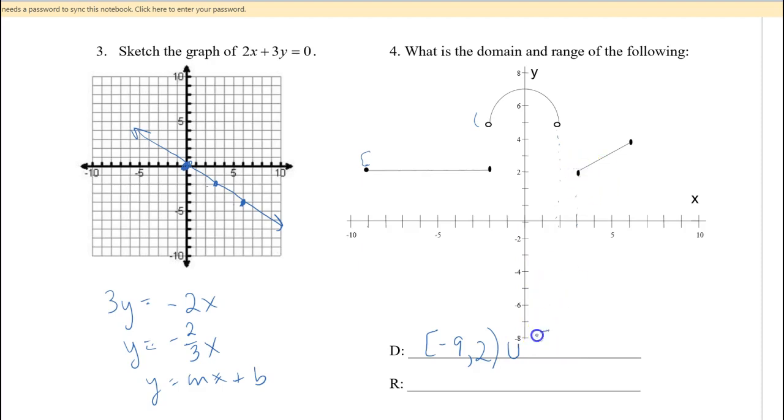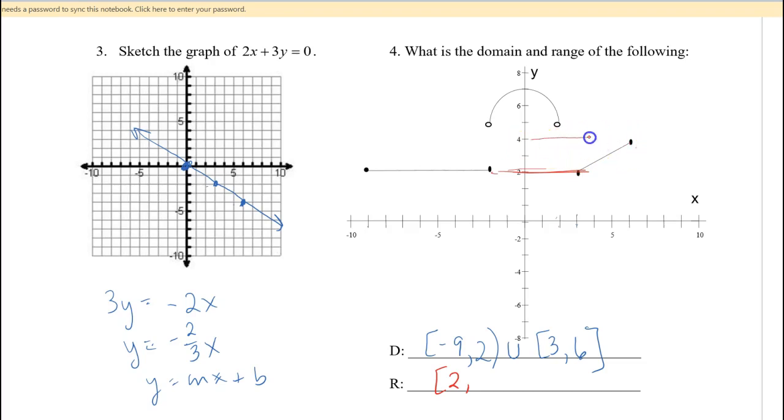Now I'll pick up my next interval at 3 because that's where that hits the x-axis, and then it stops at maybe 6. Another bracket. Why a bracket? Because of the closed ends. Okay, so there's domain. Now range, we have to look at this from the y perspective, right? So I'm going to find the lowest y on the graph. So it looks like 2. 2 is the lowest y on the graph. So my range starts at 2, and then it goes up to 4.